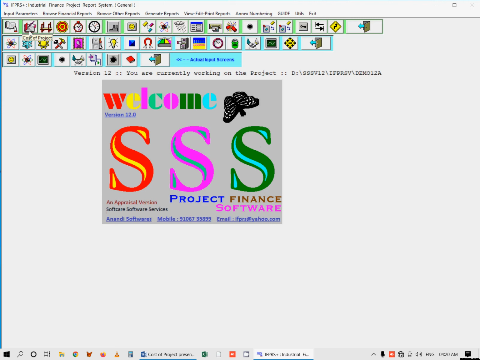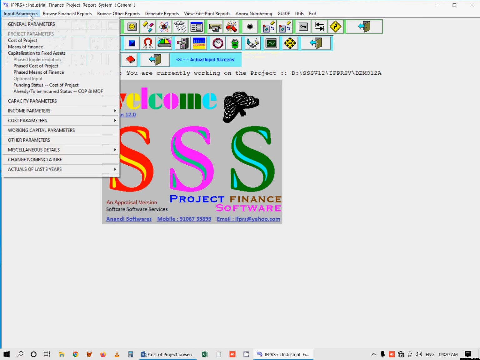Cost of project and all its related and relevant items. Cost of project, capitalization to fixed assets, and related depreciation workings as per profitability and IT, intangible assets write-off. There are 6 screens related to cost of project.